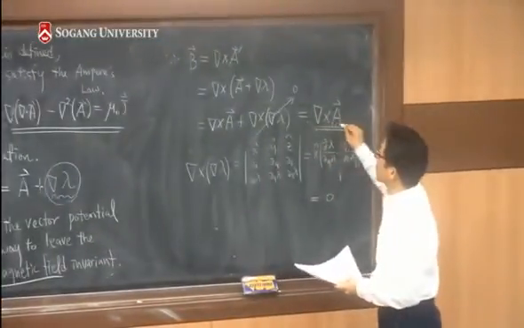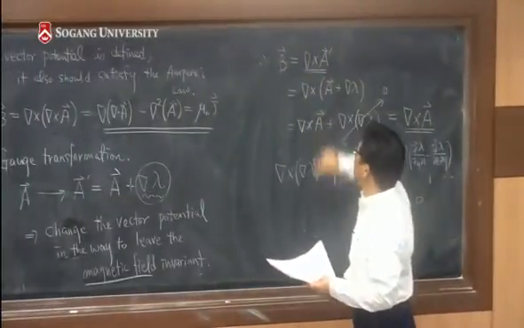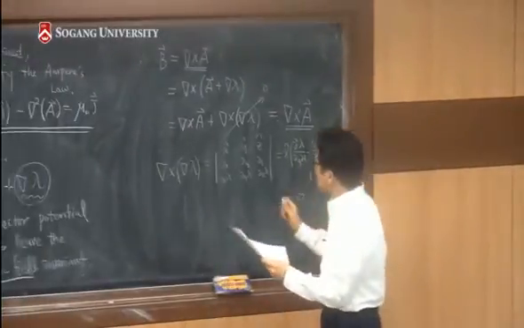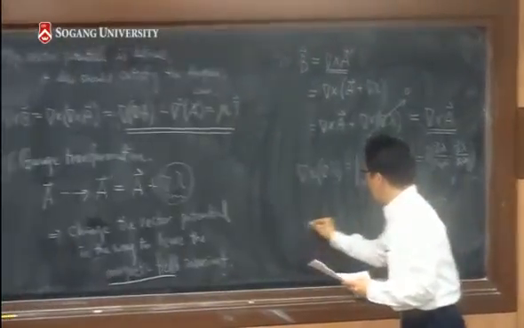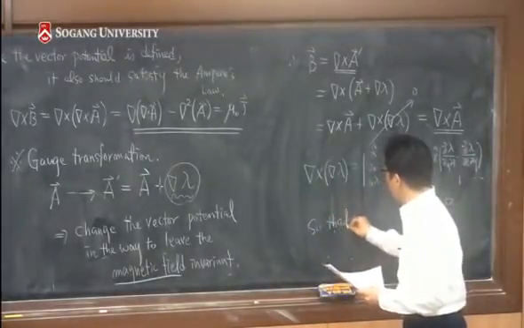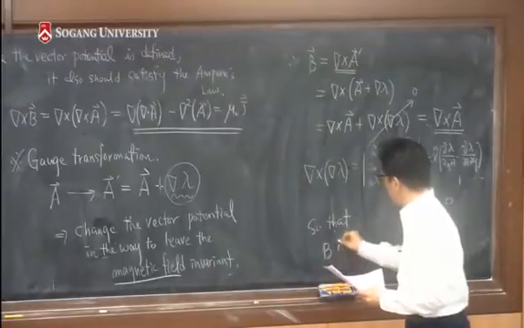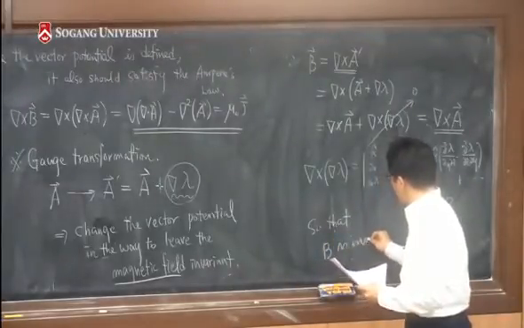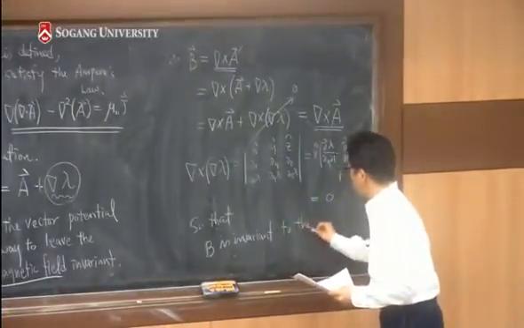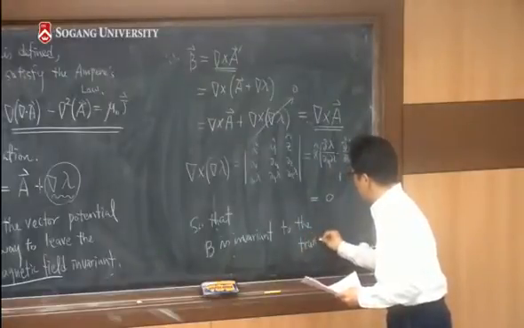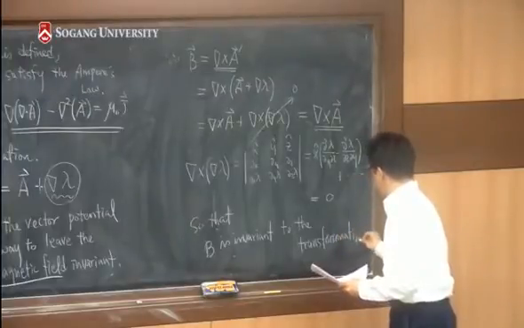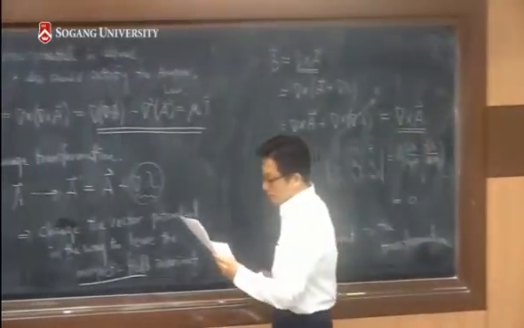Which means even if you take a vector potential with the extra term in this shape, it doesn't really change the magnetic field in any case. Okay? So in this case, the magnetic field is invariant. So that B is invariant to the transformation. This is what we call the gauge transformation.